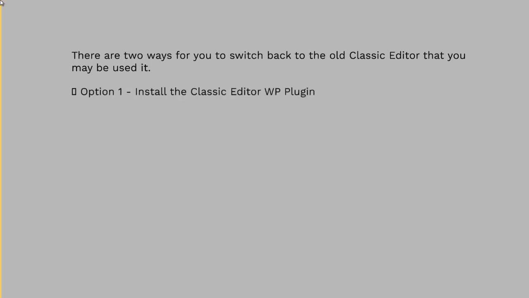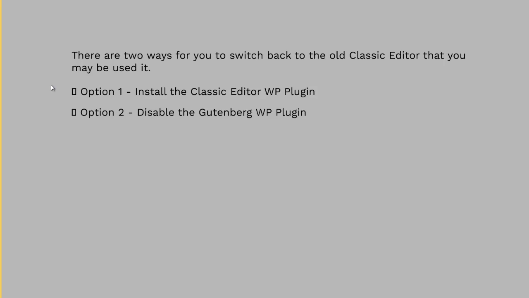Option one is to install the classic editor WordPress plugin. And option two, you can disable the Gutenberg WordPress plugin. Now, bear in mind that option one is what most of you are going to implement. Option two, the reason why I included this was because some of your clients or some websites that might be outdated, that haven't been updated, may be utilizing the Gutenberg WordPress plugin.